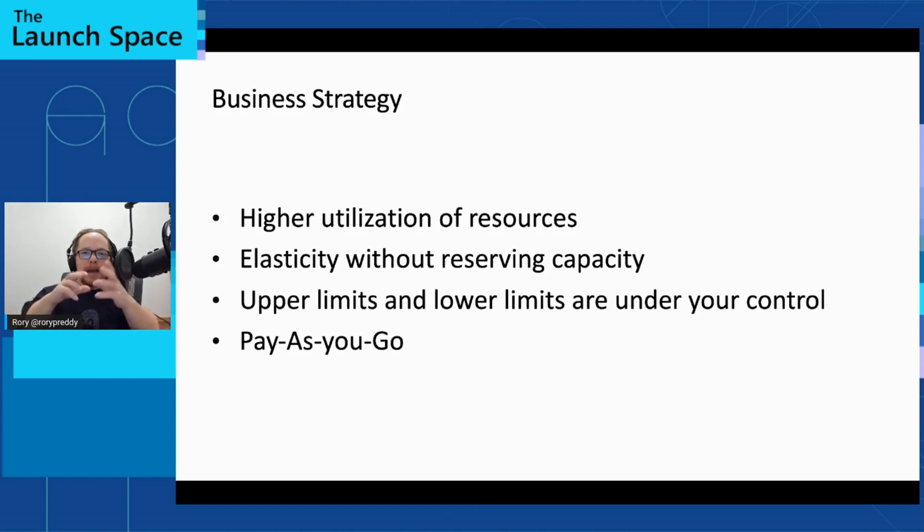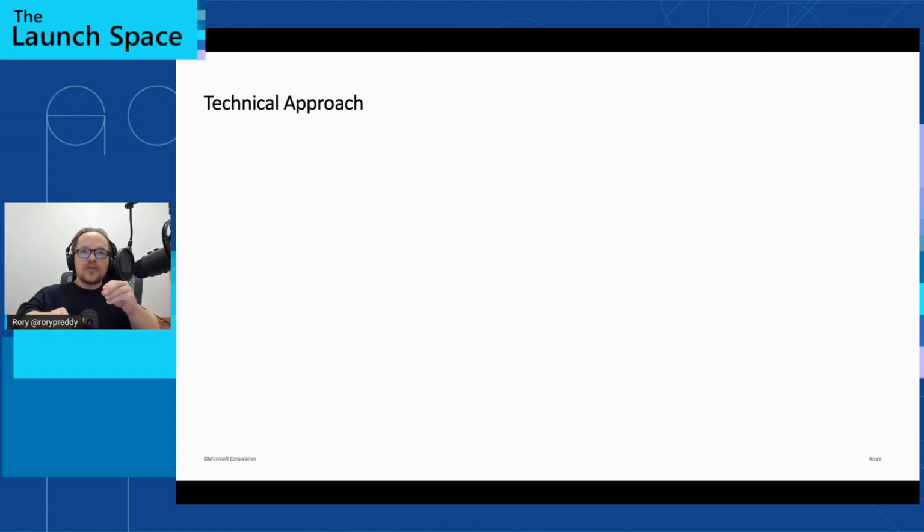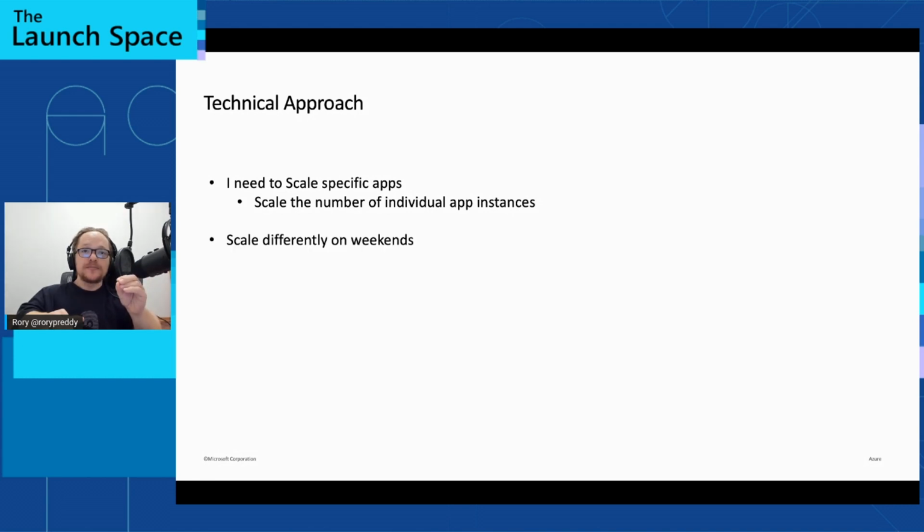Now that I've got my business strategy, let's look at some technical approaches that can really complement this business strategy. So there are 4 core scenarios I want to cater for. I need some apps to have idle capacity. In this approach, we scale the number of individual app instances. I want to scale differently on weekends. In this approach, we scale down to 1 instance on weekends.